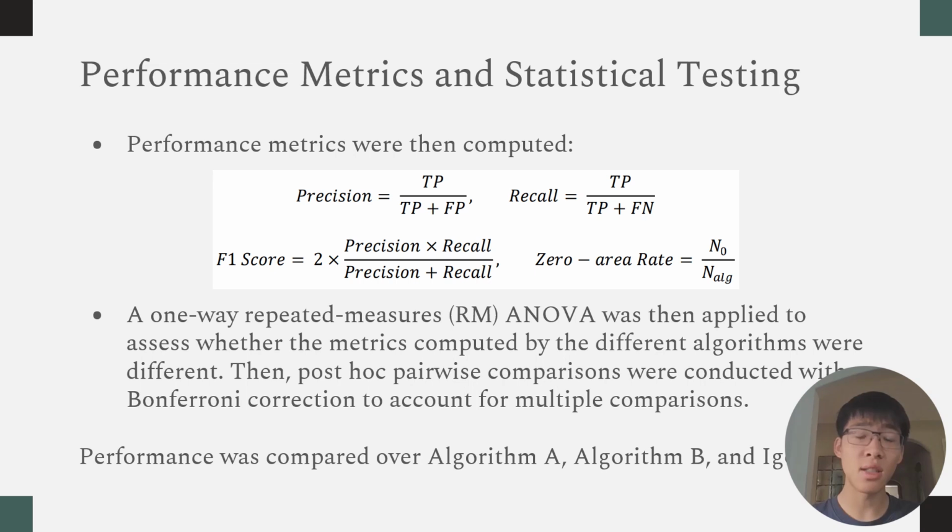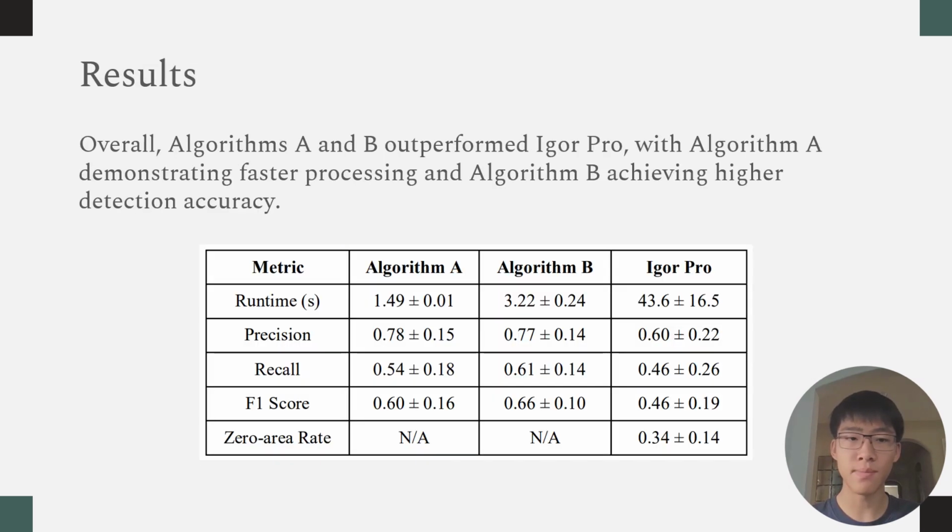In addition, the zero area rate was defined as the ratio of the zero area particles detected to the total particles detected by the algorithm. We then ran an RM ANOVA and then post-hoc pairwise comparisons to compare performance across algorithm A, algorithm B, and IGRPro. Finally, here is a summary of the results.